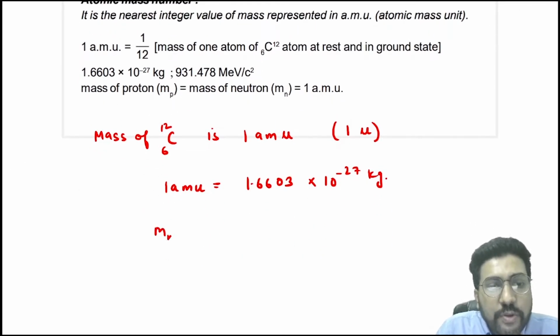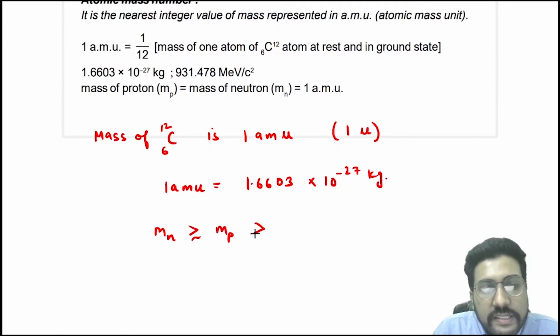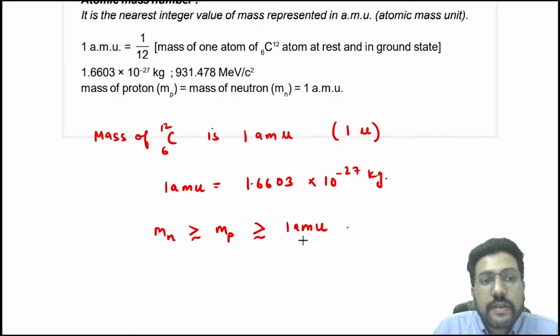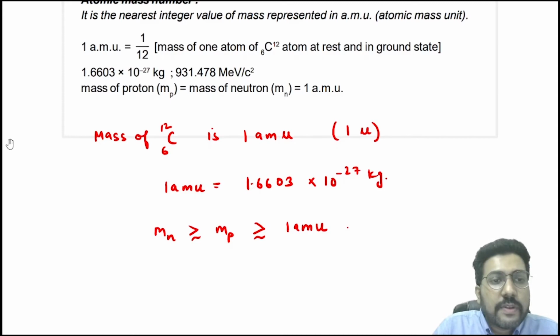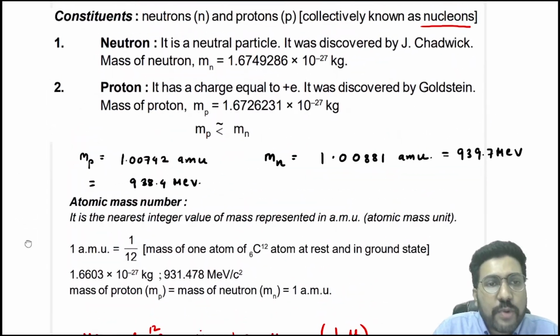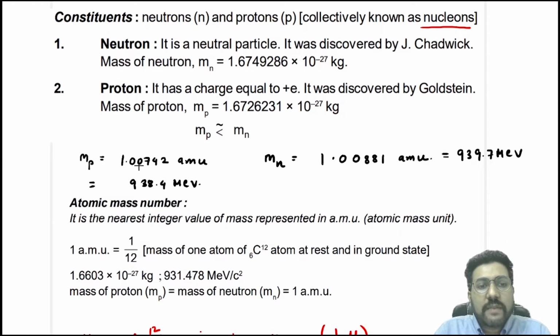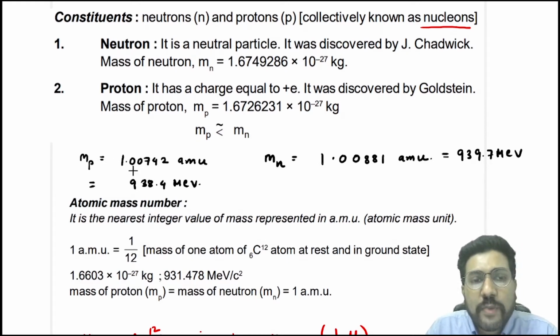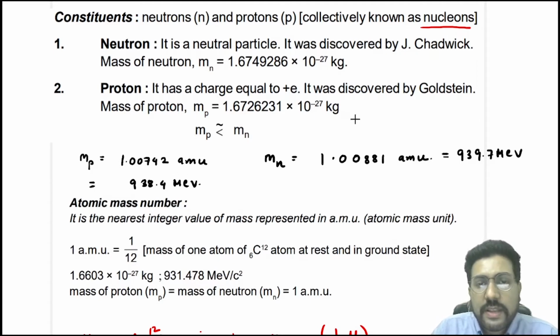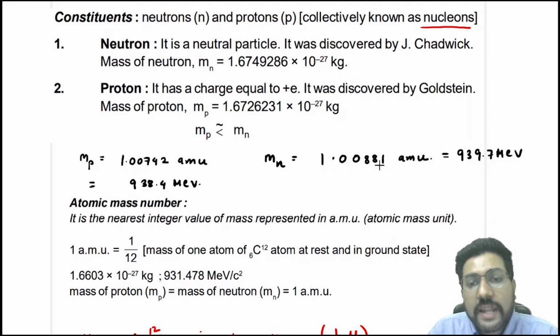Now the mass of neutron and the mass of proton are slightly greater than 1 AMU. Okay. So now what will be the mass of proton in terms of AMU? The mass of proton in terms of AMU will be 1.00742 AMU or u, and the mass of neutron will be 1.00881 AMU or u.